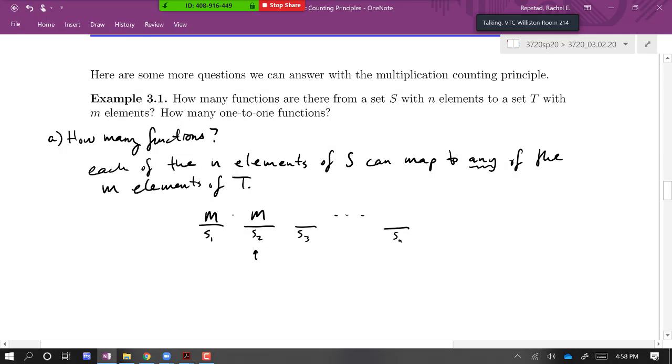So we have M, and then on down the line, right? They're all M. And there are n of these elements of S, so we have m raised to the n power functions that map S to T. Now let's look at the second question here. How many of them are one-to-one?